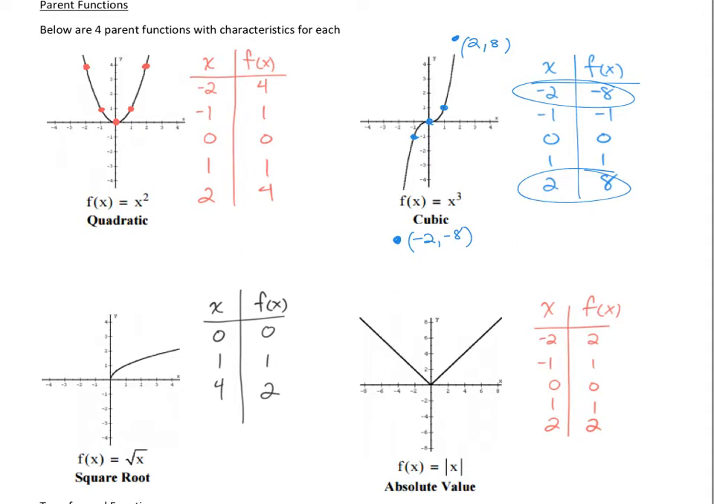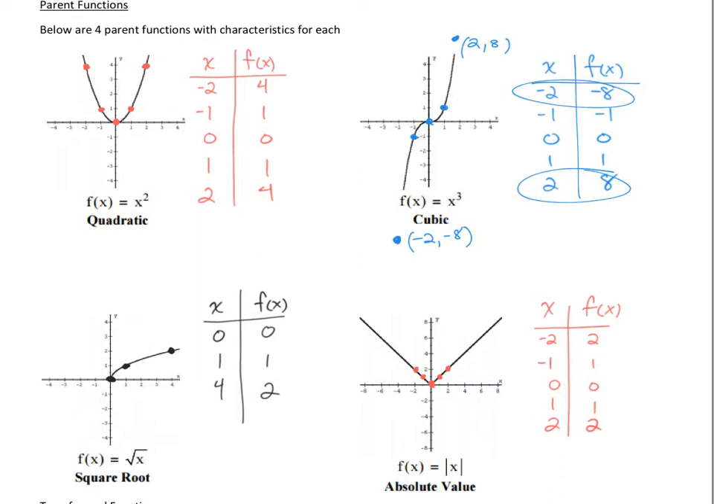Down here for the square root function, we have 0, 0, 1, 1, and 4, 2. So those are the only 3 points that you will need to know for the square root function. And then lastly, with the absolute value function over here in the bottom right, we've got 0, 0, 1, 1, 2, 2, and then negative 1, negative 1, negative 2, negative 2. For some reason, the scaling changed in this last graph. So these are the 5 points we'll know for the absolute value function.